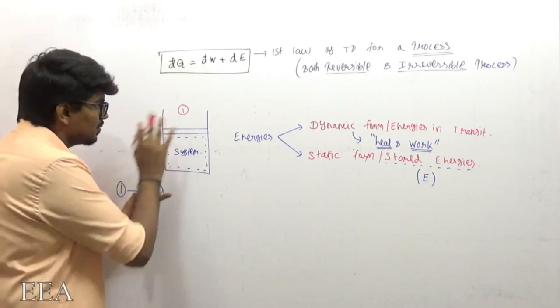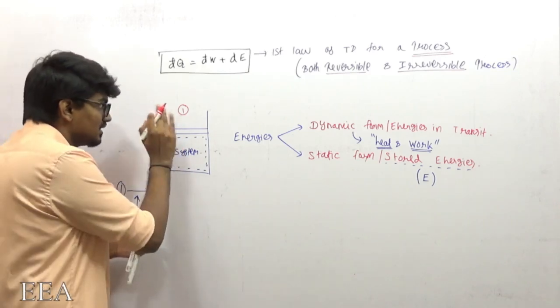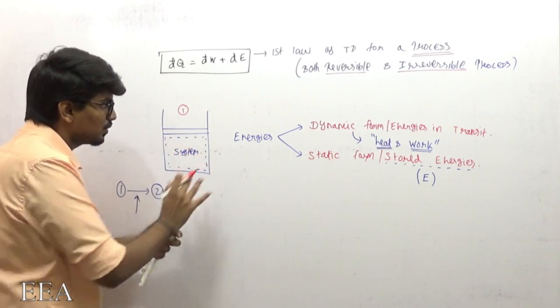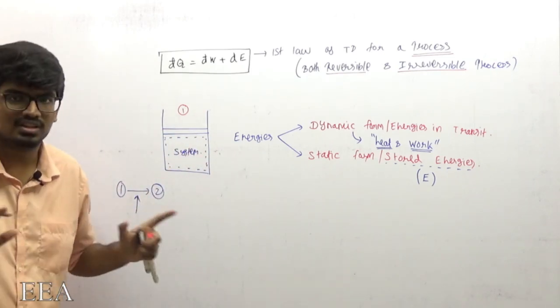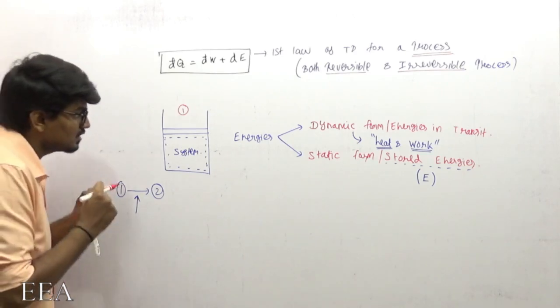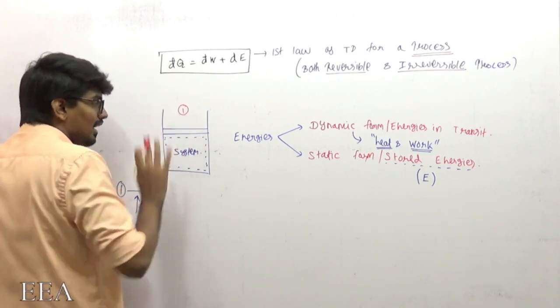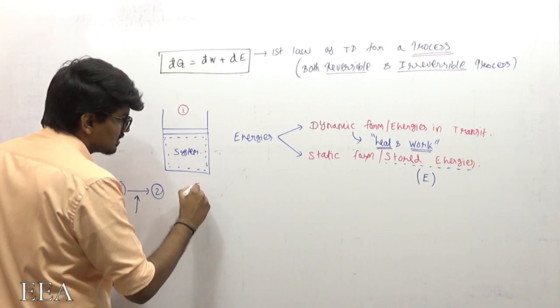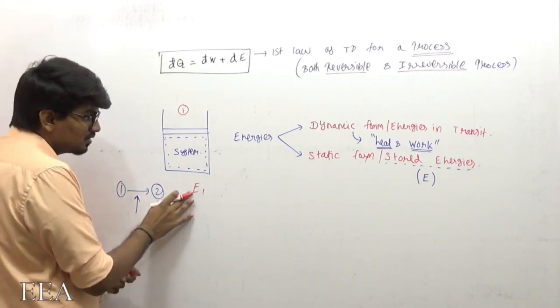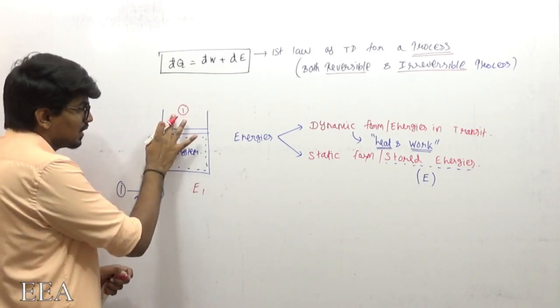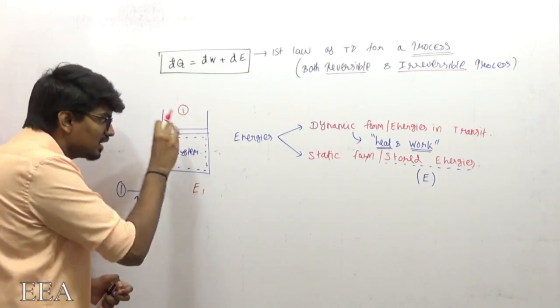When the system is at state 1, it is going to possess different forms of energies: kinetic energy, potential energy. There are different forms of energy, and we will talk about that. The energy possessed by the system at state 1, I will take it as E1. So this is the stored form of energy. When the system is at state 1, this is the energy which is stored in it.